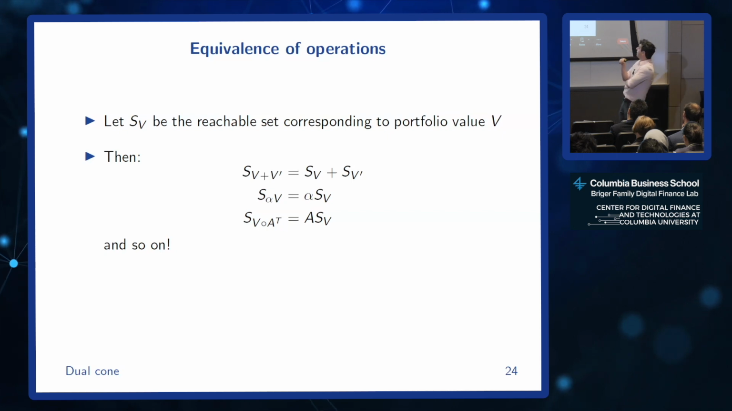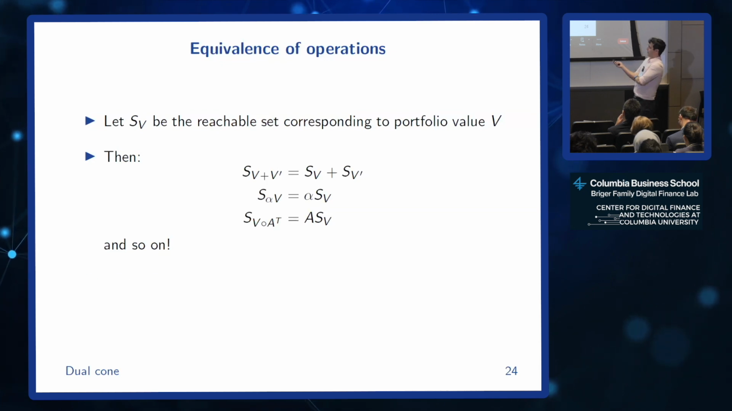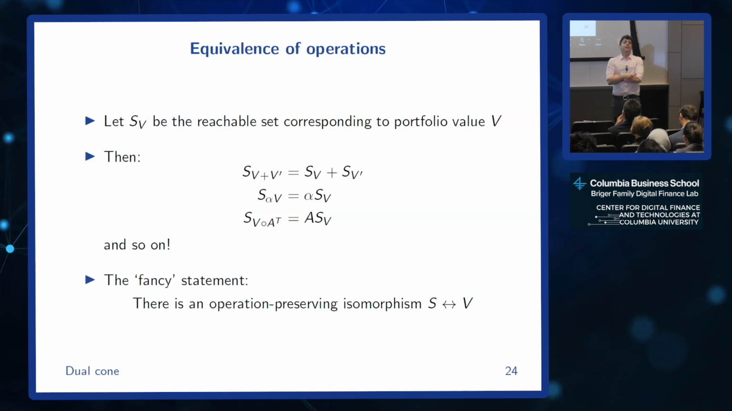On the left-hand side, right, we're talking about addition and pointwise addition over functions. On the right-hand side, we're talking about the Minkowski sum of two convex sets. Similarly, the scaling here is pointwise scaling for a given function. Yet on the right-hand side, we're talking about scaling for a given set. This is not obvious, right? And so the types here must be parsed extremely carefully. And of course, there's some fancy mathematical way of saying it, which is that there is an operation preserving isomorphism between the sets S and the functions V.